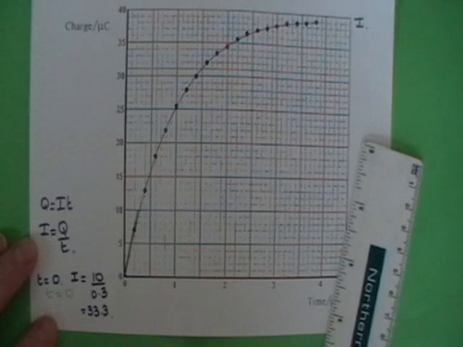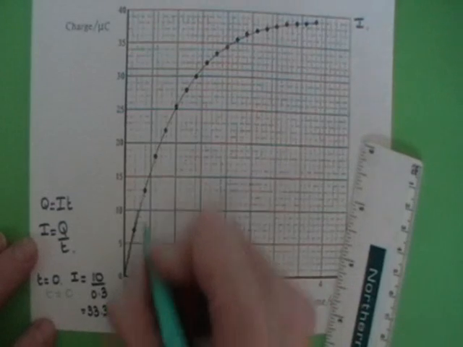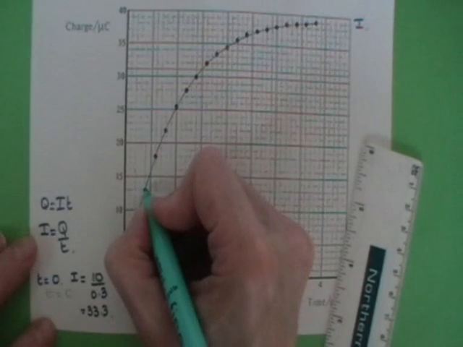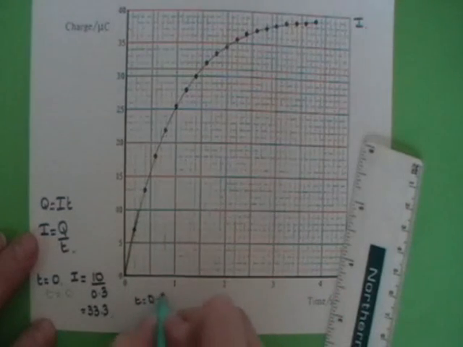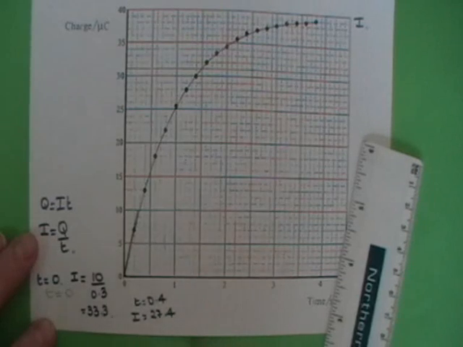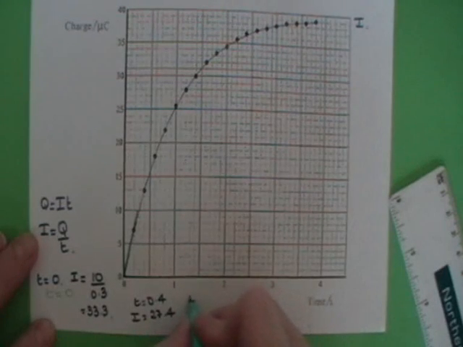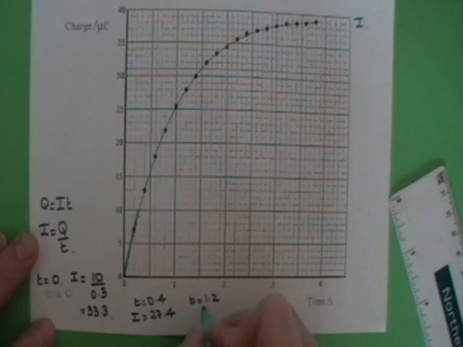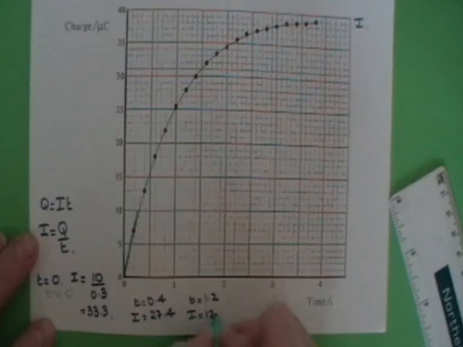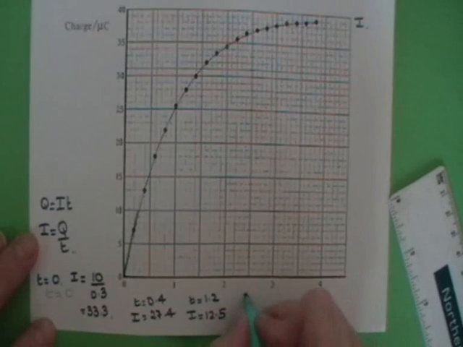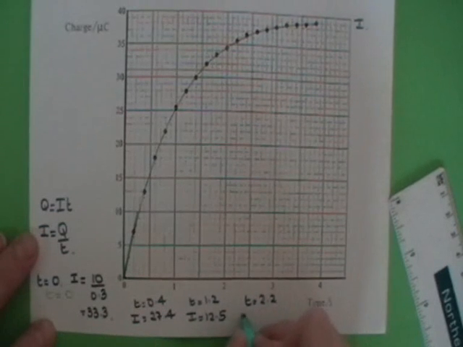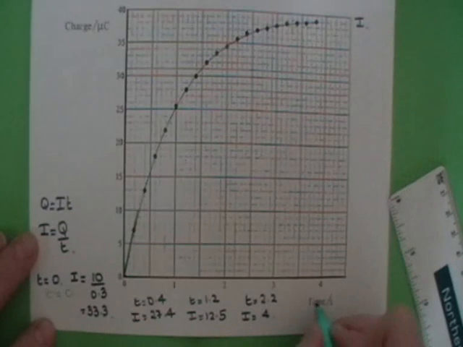Okay, now if you do this at a whole lot of other places, you come up with values. I did it at T equals 0.4, which is over here. It's this value here. And when I did it there, I got an answer of I is equal to 27.4. I then did it for T is equal to 1.2, and I got an answer of I is equal to 12.5. I also did it at T is equal to 2.2, and got an answer of 4. And the last one here that I'm going to put in, T is equal to 3.2 and I is equal to 0.1.